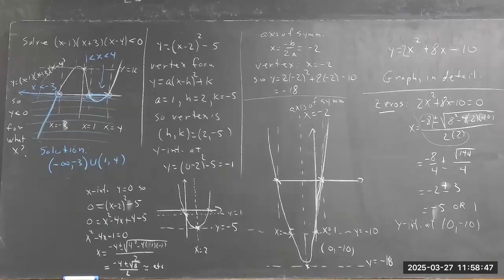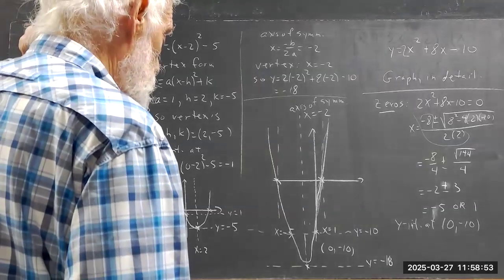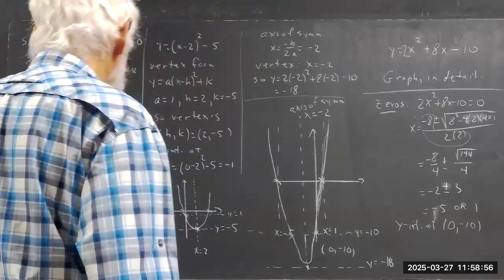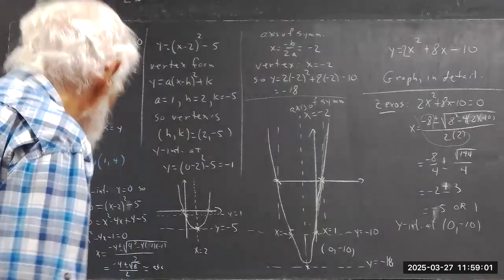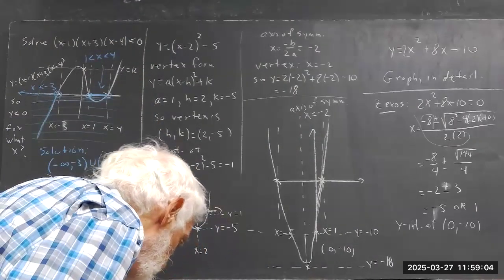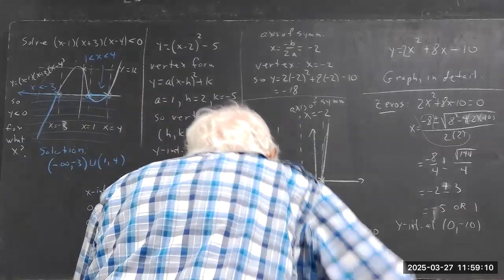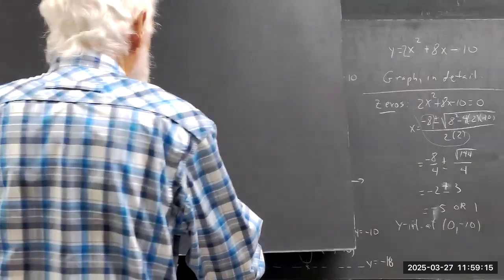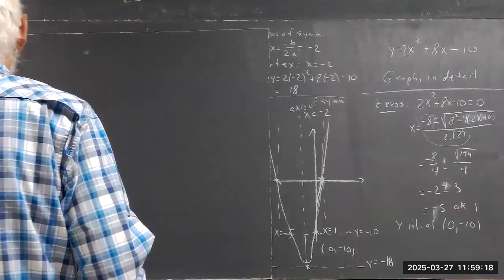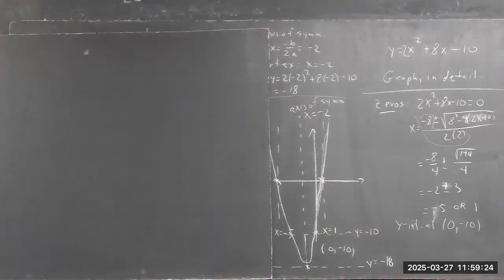Now, another situation that I had some questions on is there's a problem that says sketch a graph of a polynomial with zeros. Polynomial has a degree of 6 or 7 or 8 or something like that. Okay.